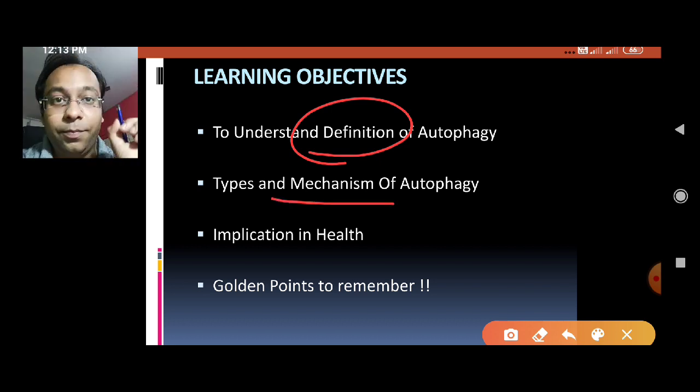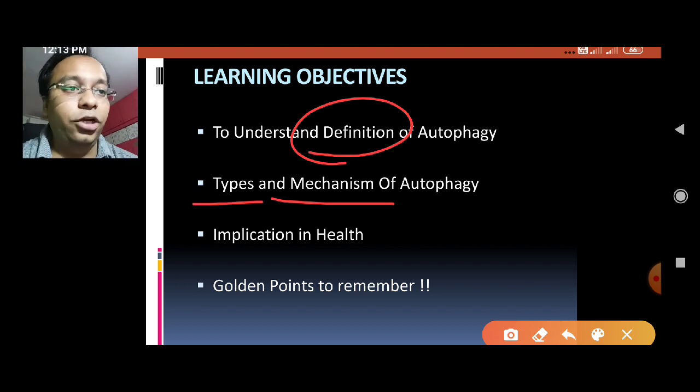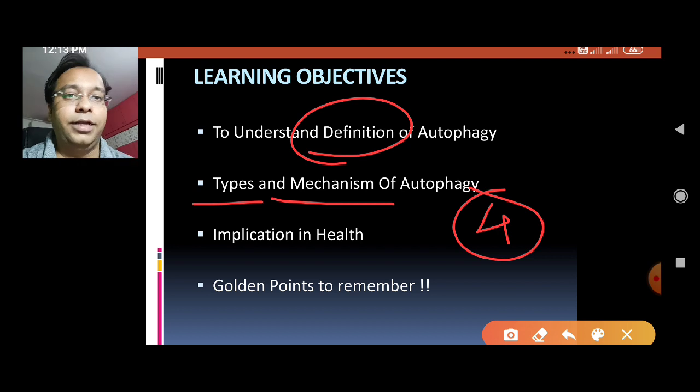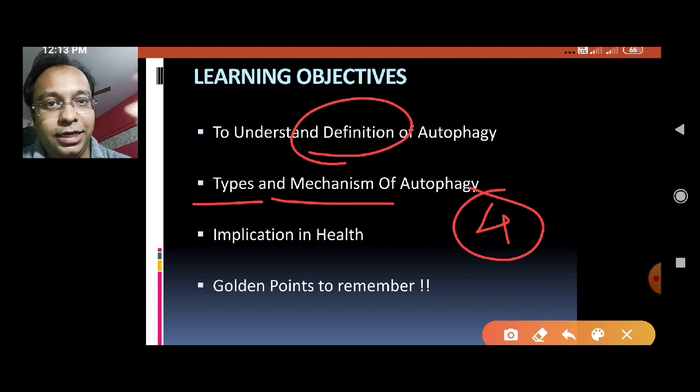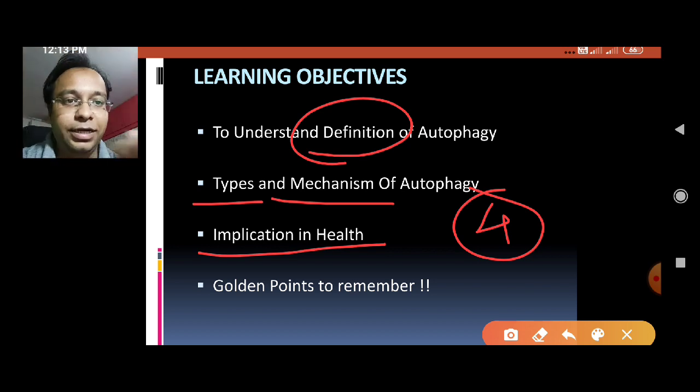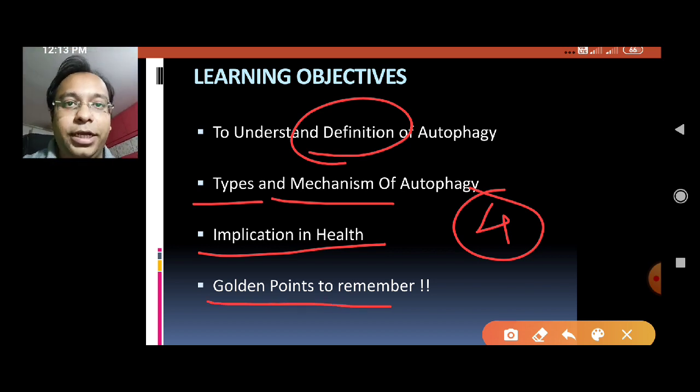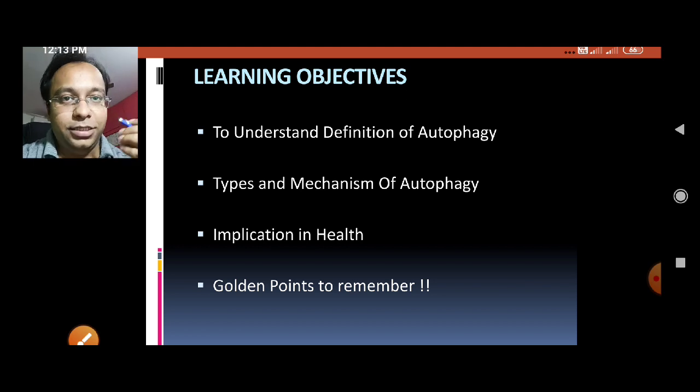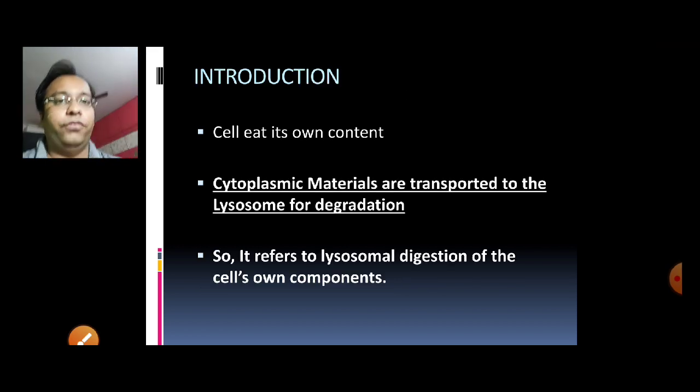You need to understand the mechanisms according to which we can divide autophagy into 4 types. Then we will discuss the implication of autophagy in health. And finally, we will discuss some of the golden points to be remembered. So let's start the discussion in detail. So first of all, introduction.